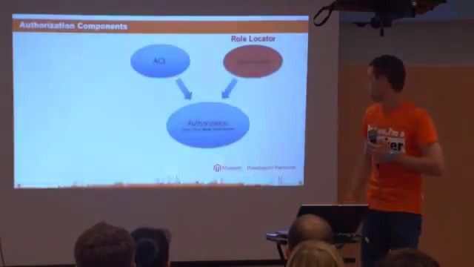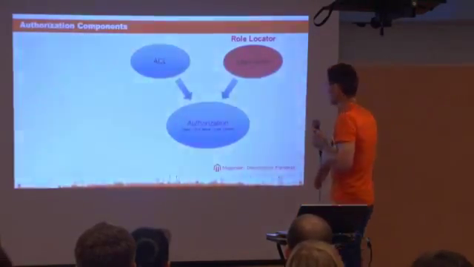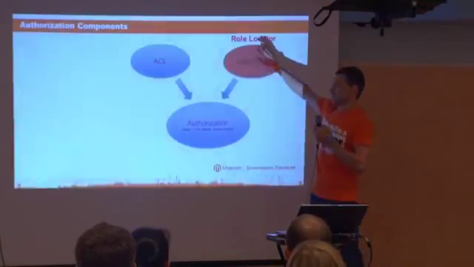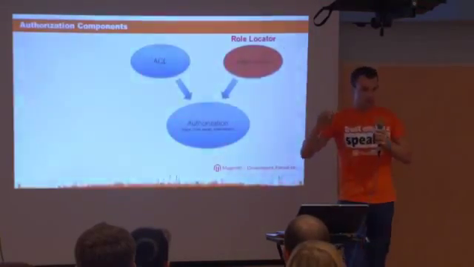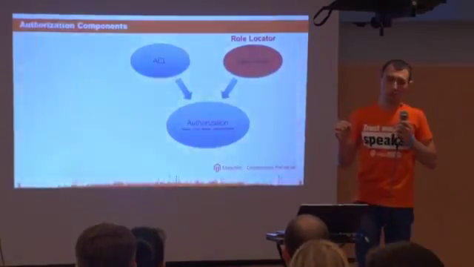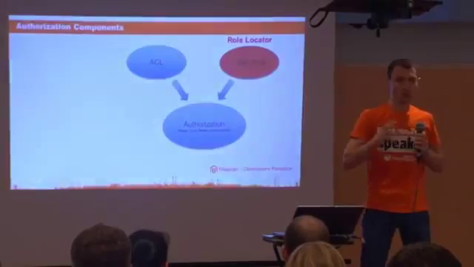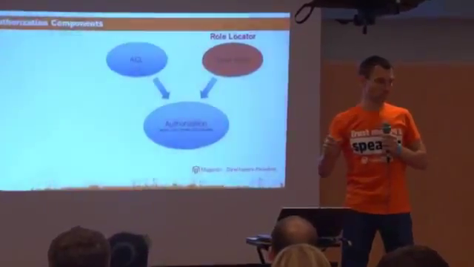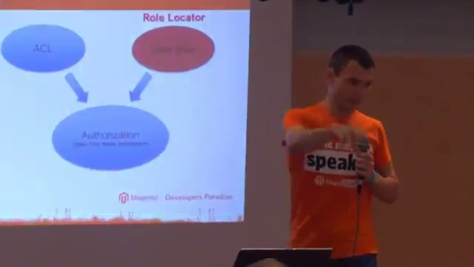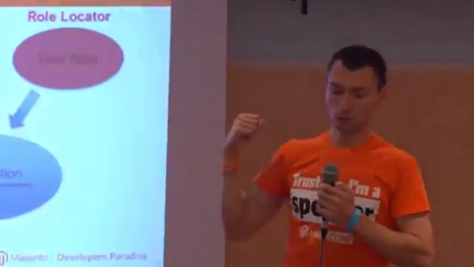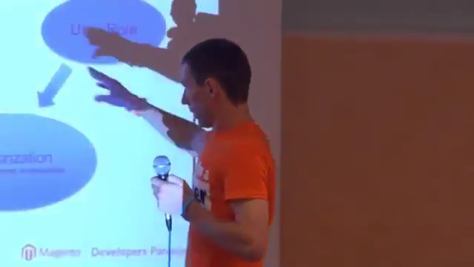The first component, user role, in Magento 2 is represented by the role locator. The responsibility of the role locator is just to provide the role identifier of the currently logged in user and give this user role to the authorization object. Very simple. And the next one is a policy. What is the policy?